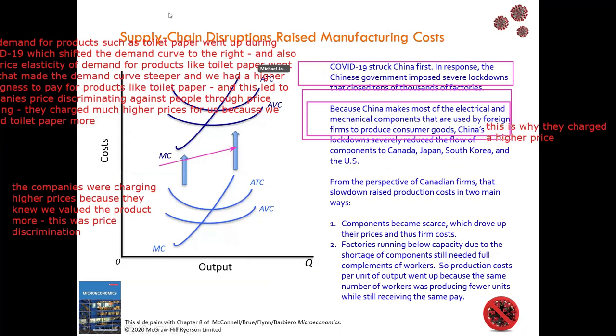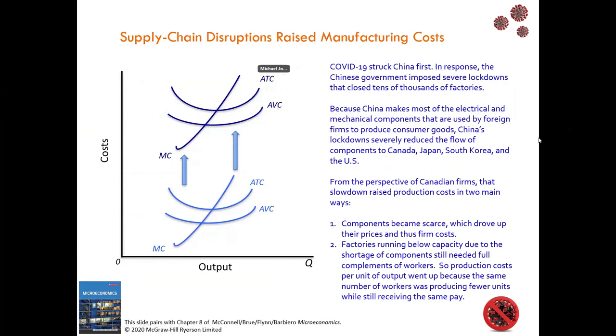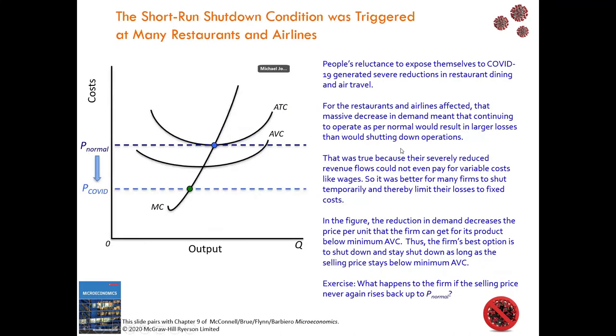And then COVID-19 struck China first. So this caused a lot of severe lockdowns in China. Based on this, less production was happening in China. So Canada and other countries had to rely on other nations to produce instead of China. They got production from Japan, South Korea, and other areas to replace China's production, because China's lockdowns had stopped a lot of the production they were getting from China. They needed replacements.